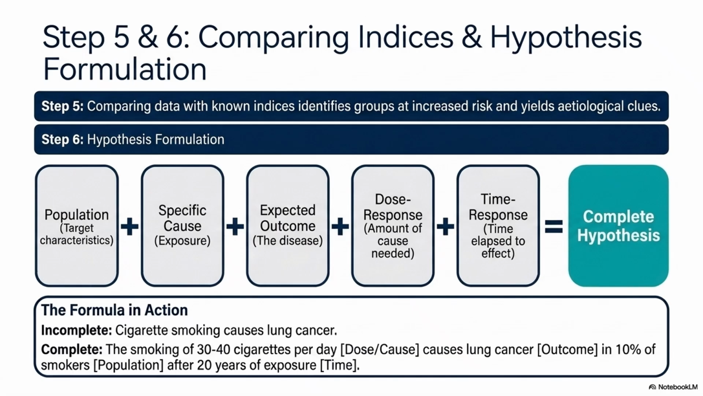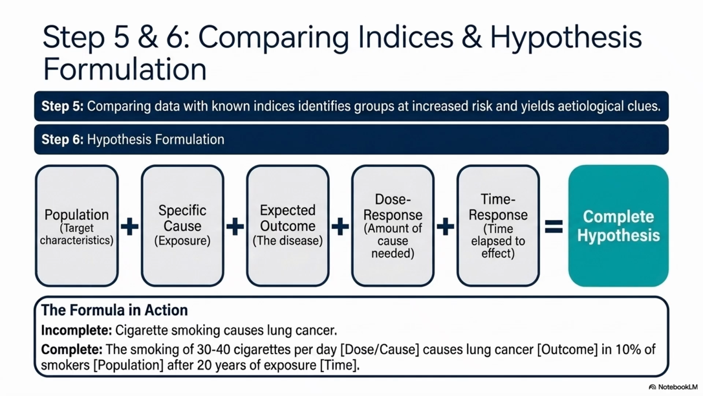So this can be best said with the example of lung cancer. Comparing with known indices means, so till the data we have collected, we have come to a conclusion after comparison that only males are getting lung cancer, and that too only smokers are getting lung cancer. Why is it happening? So with that we will come to a hypothesis that smoking could be a causative factor for lung cancer. Like that we will form an etiological hypothesis. So that is comparing with known indices.